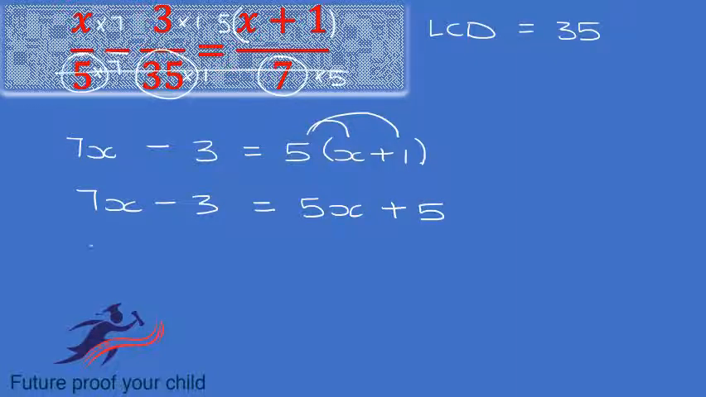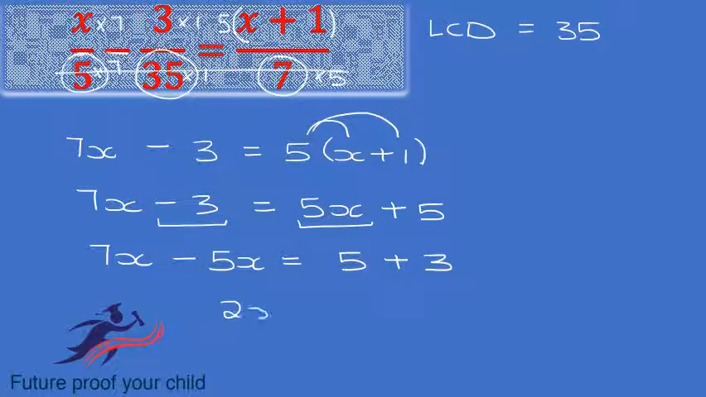I've got my 7x over here. I want to get rid of 5x, so I subtract 5x. Then I've got my 5 over here. So I want to get rid of the negative 3, so I add 3. Then 7x minus 5x is 2x. And 5 plus 3 is 8.